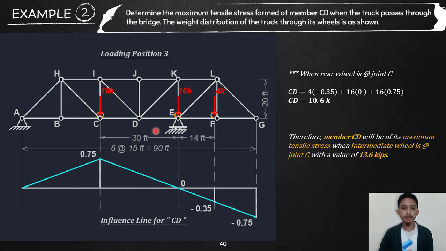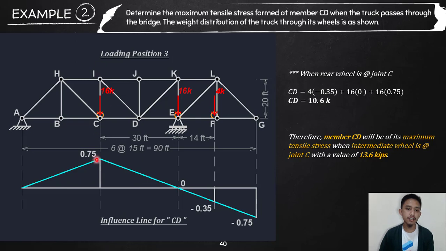Again, the distance between the wheels will never change, because we assume that it is the truck moving. If the rear wheel is exactly at C, then your 16 is exactly at E, since the distance is 30. And if that is at E, the distance 14 is not exactly at F. So again, we need to calculate by ratio and proportion.